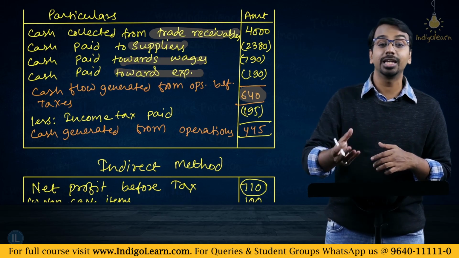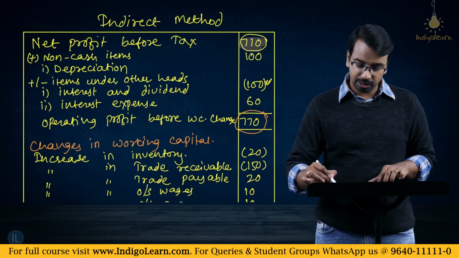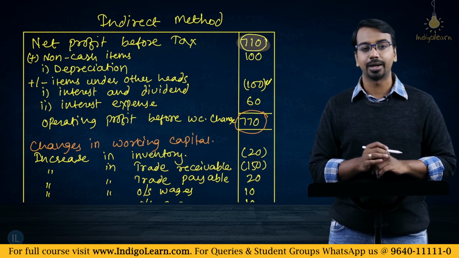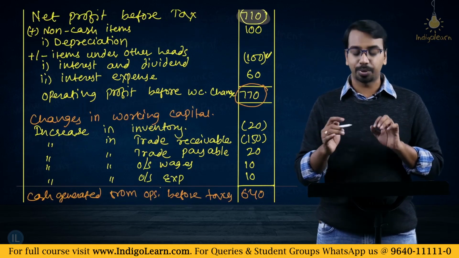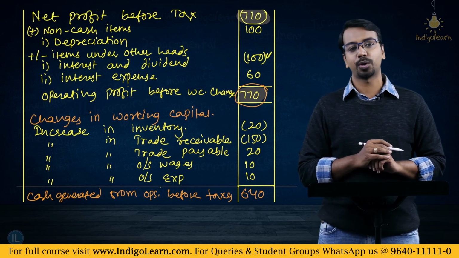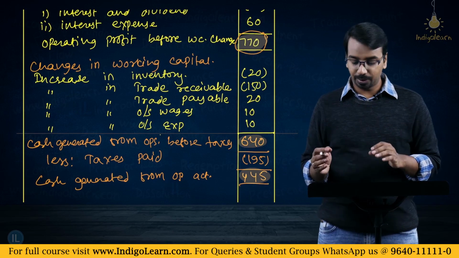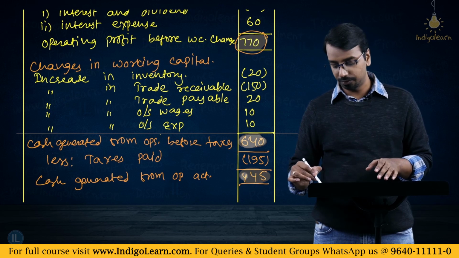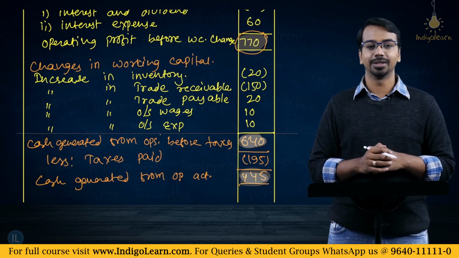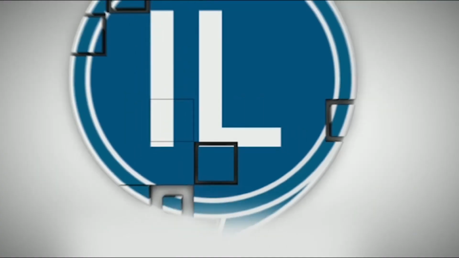Here there is no linkage with profit, but when you come to the indirect method, you actually try to link it with your 710 of profit. You are showing a profit of 710, and after you adjust non-operating items, you are saying 770 is the profit, but the cash flow generated is 445. The net cash flow generated is 640, and minus taxes will give you 445. This is how you need to understand cash flow statements.